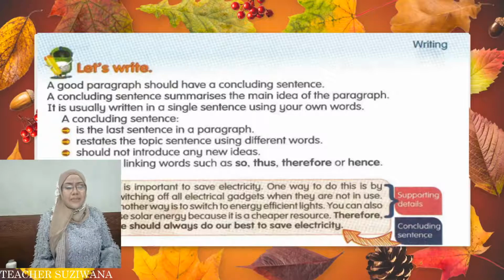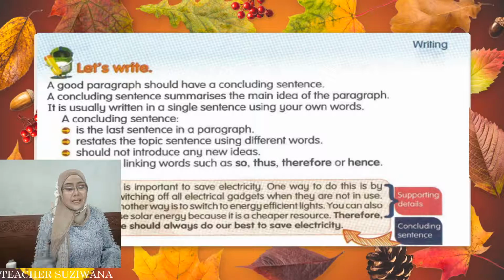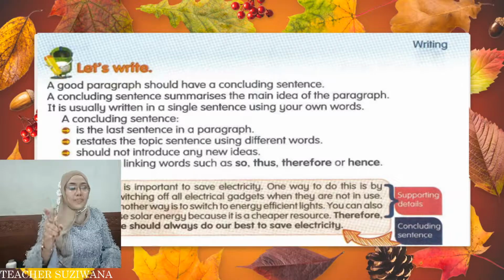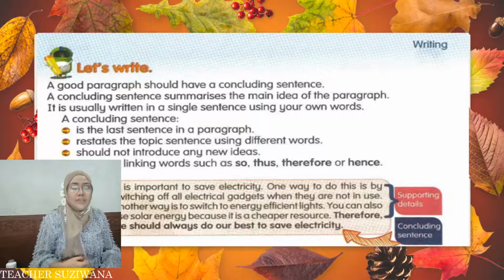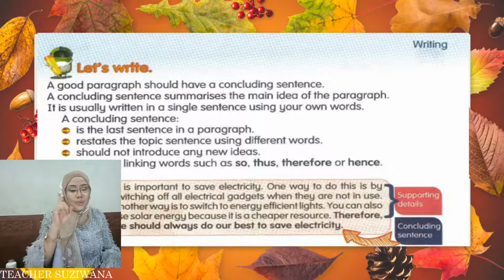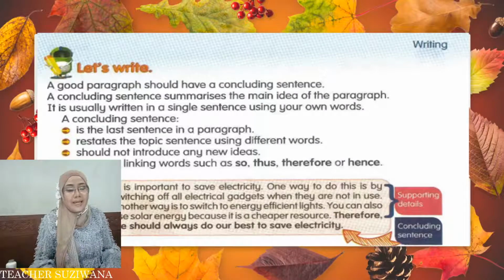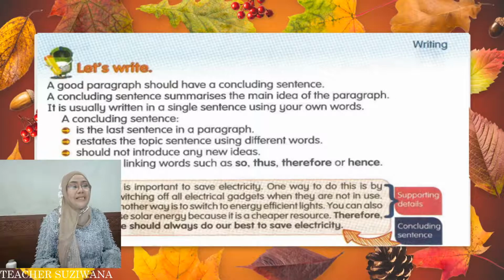It is important to save electricity. That is the main idea. So, the main idea is about electricity. One way to do this is by switching off all the electrical gadgets when they are not in use. Supporting detail 1. Another way is to switch to energy efficient lights. Supporting detail 2. You can also use solar energy because it is a cheaper resource.